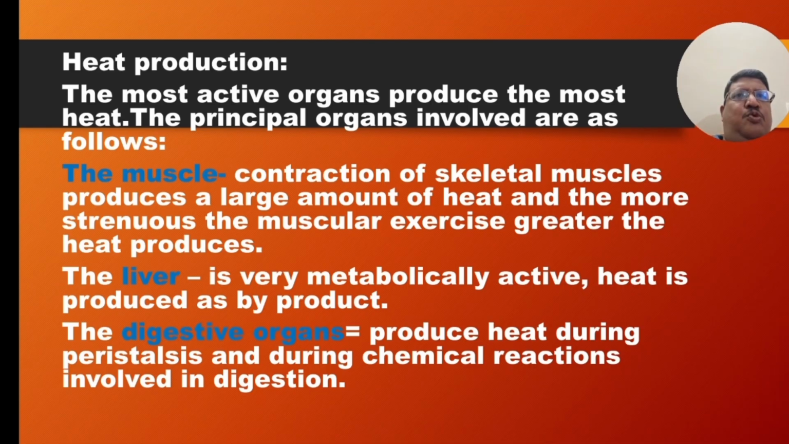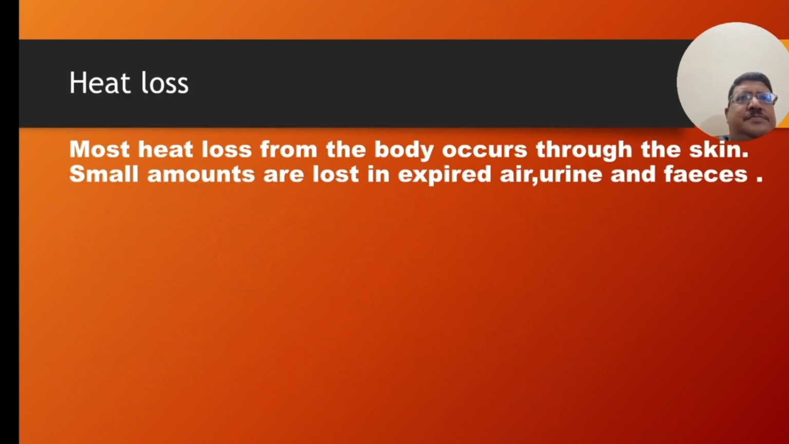Now, heat production. The most active organs produce the most heat. The principal organs involved are as follows: the muscles. Contraction of skeletal muscles produces a large amount of heat, and the more strenuous the muscle exercise, the greater the heat produced. The liver is metabolically active. Heat is produced as a byproduct. The digestive organs produce heat during peristalsis and during chemical reactions involved in digestion.